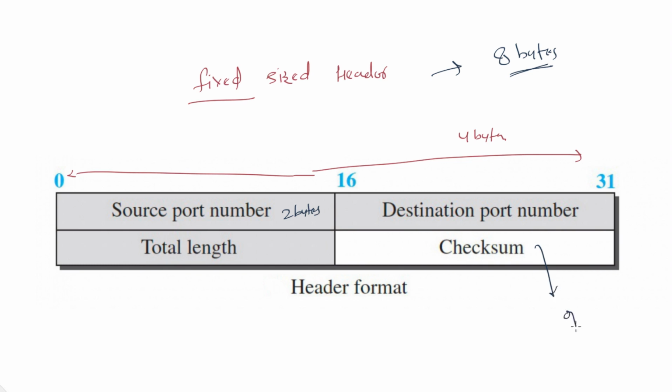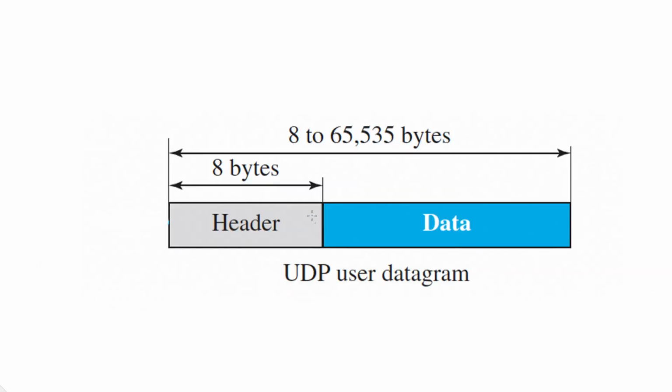Checksum here is completely optional because this is an unreliable protocol. And as you see, the total length is 16 bits or 2 bytes, which means the maximum number that you can represent is again 65535. The header length is always fixed at 8 bytes, so you do not have any header length field, you just have the total length field. So the total length will range from 8 to 65535. Why? Because 8 bytes are fixed for the header.